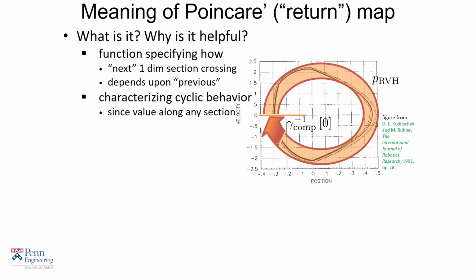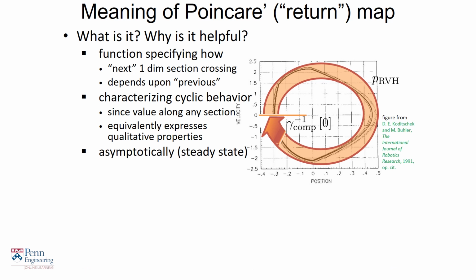Since the value along any section equivalently expresses the qualitative properties, the asymptotic stability of this periodic orbit is equivalent to the steady state convergence of the return map to a point along this section. And that's what we're going to be focusing on in the analysis that we're about to do. As always, the choice of section, the choice of coordinates, is up to the analyst. And we're starting with these physically meaningful end of compression phase or bottom coordinates, that is the set of spring extensions down where the spring mass travel is changing its direction.